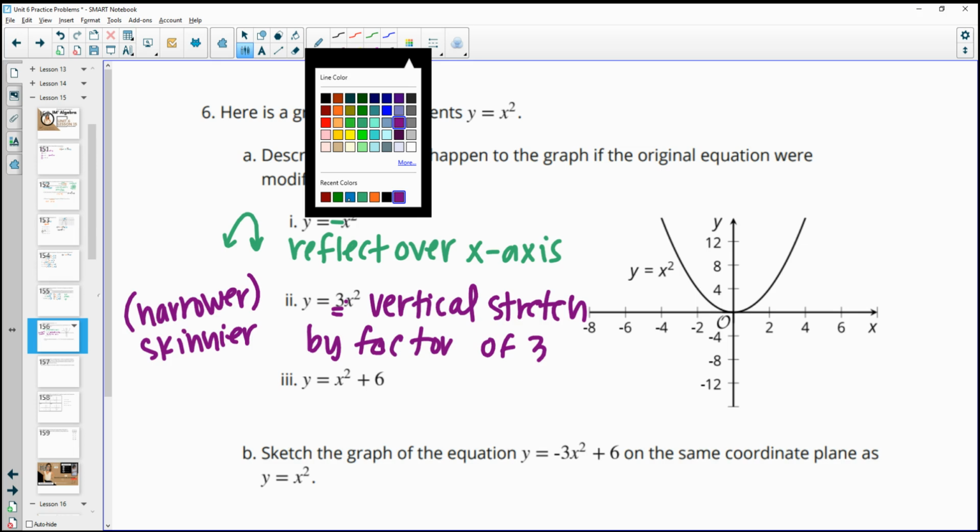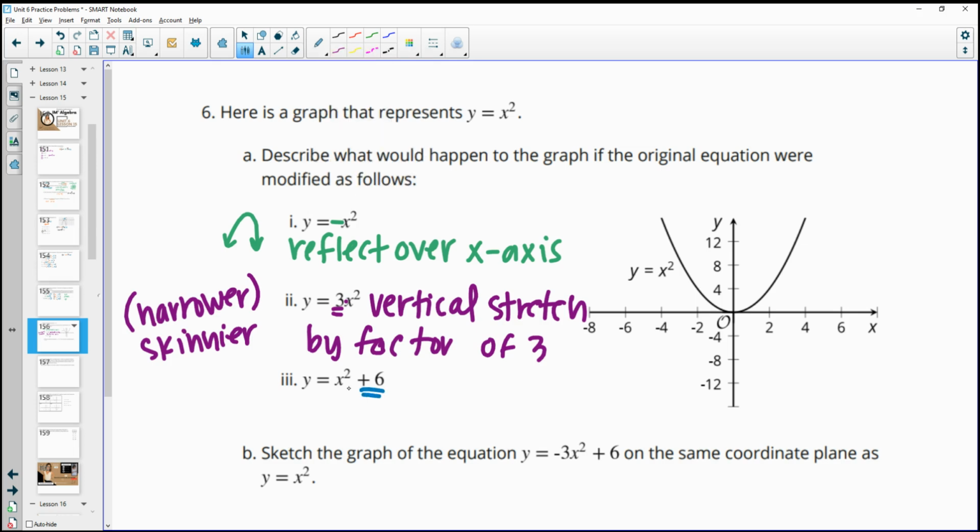And then this +6 here is going to translate the graph up 6 units. So really it's going to move it up 6, right? So it's going to move it up 6.